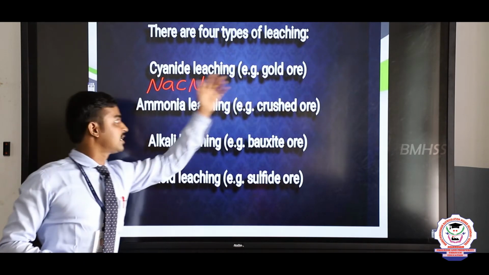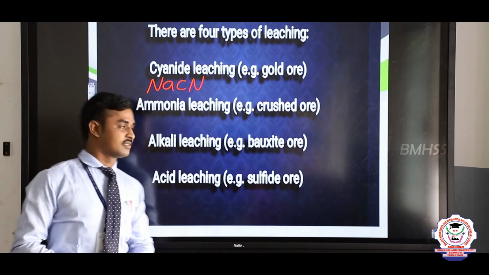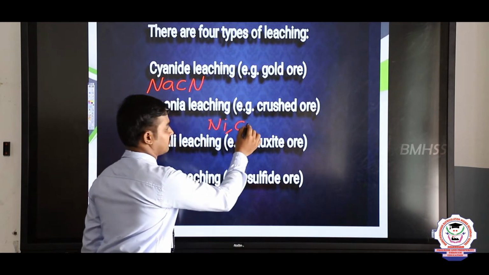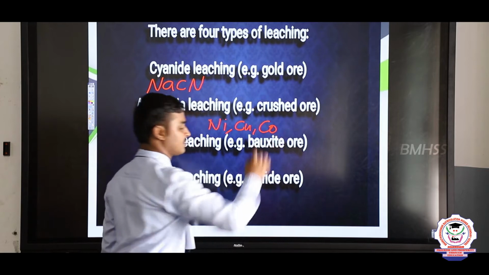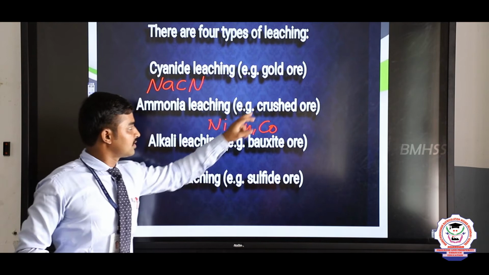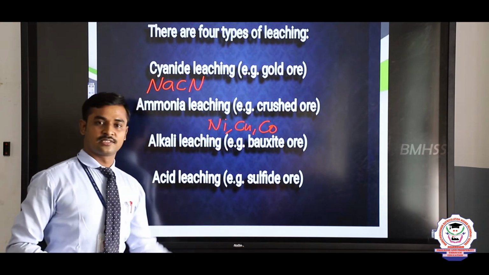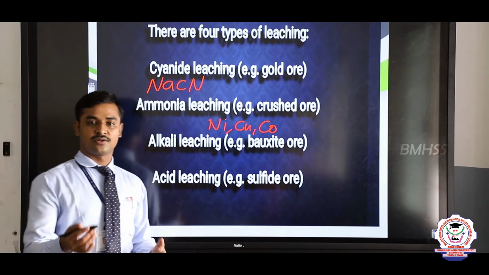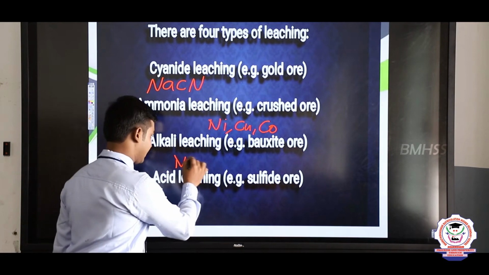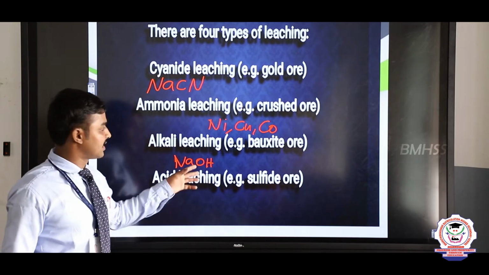So gold is extracted by this method. Ammonia leaching is done by the chemical ammonia. It is only used for nickel, copper and cobalt. These three metals only are used for this, in which the crushed ore is dissolved in the ammonia solution. Alkali leaching is done by an alkali solution. You already know that an alkali solution is a base solution, that is NaOH, sodium hydroxide. The base solution is used as a solvent.